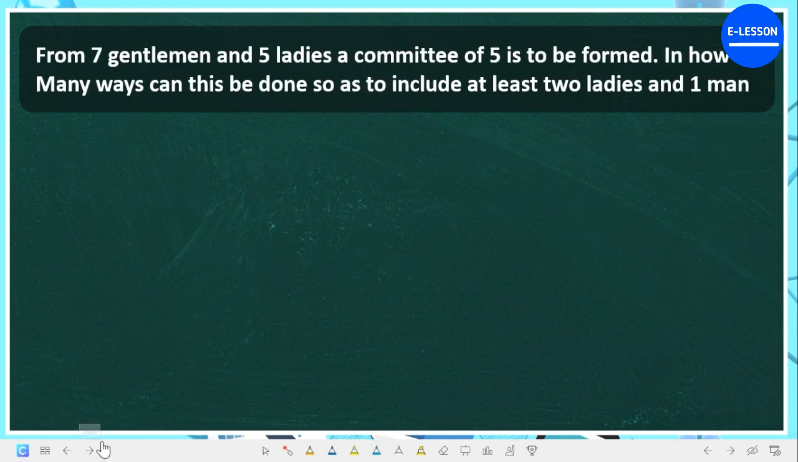Now let's look at the next question. The next question says, from 7 gentlemen and 5 ladies, a committee of 5 is to be formed. In how many ways can this be done so as to include at least 2 ladies and 1 man?